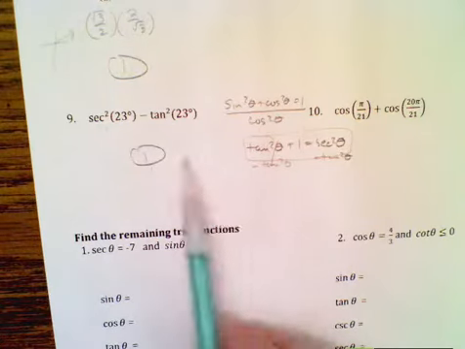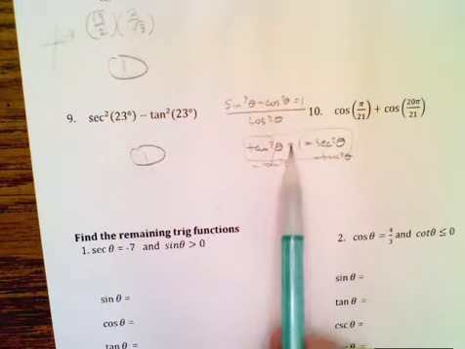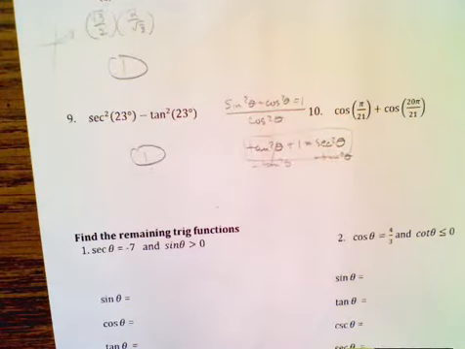If the question was, what's the tangent squared minus the secant squared, then you'd have to subtract secant squared and subtract 1. That would be negative 1.